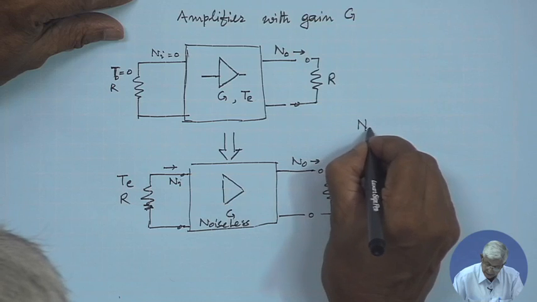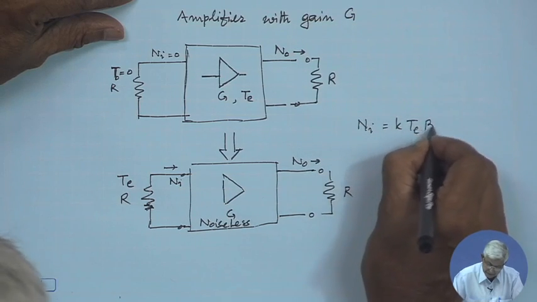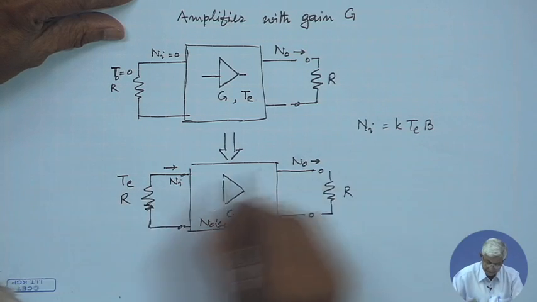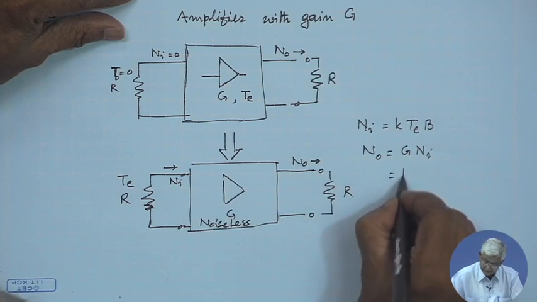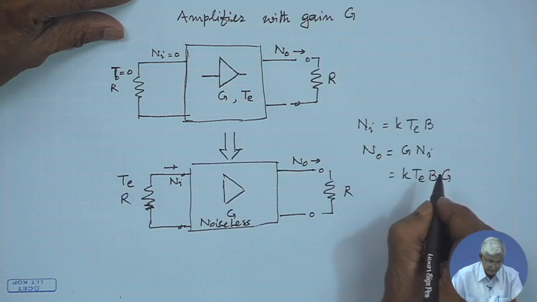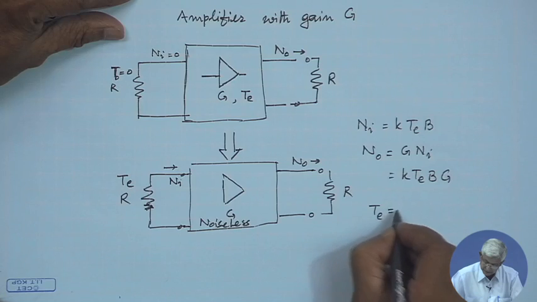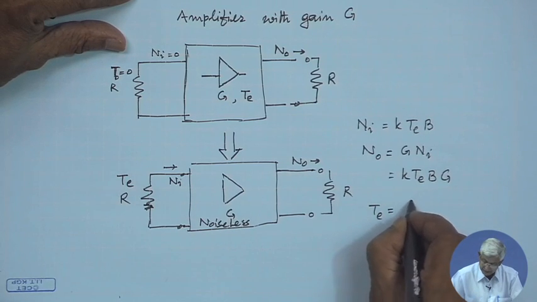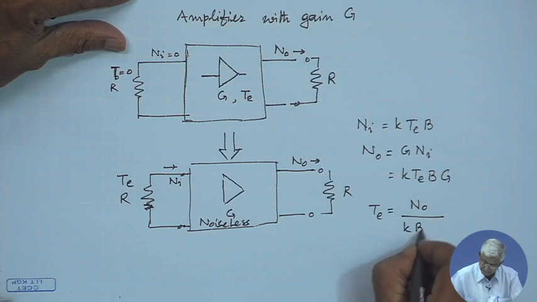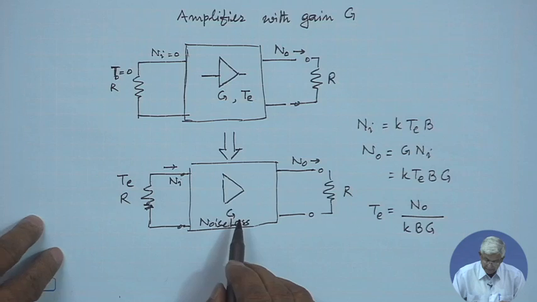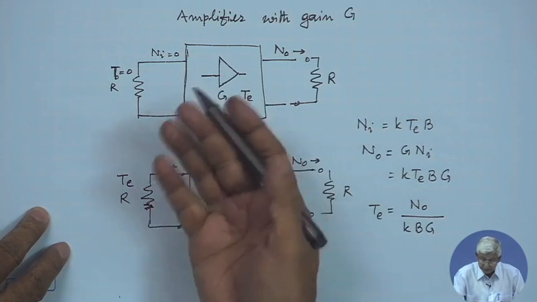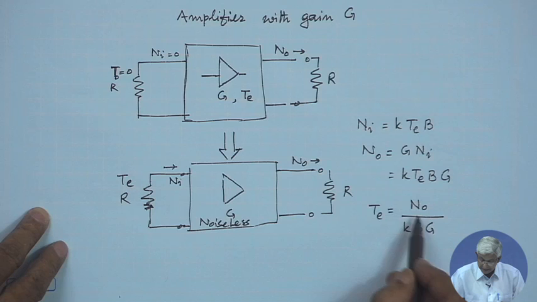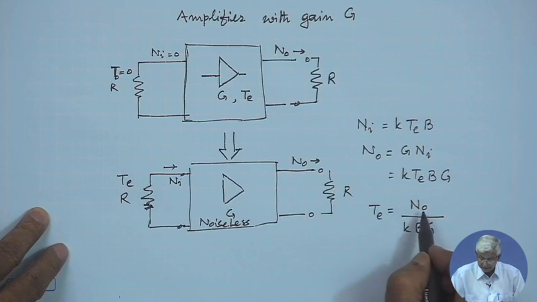So, we can write Ni is equal to k Te B, that is Ni, and N0 is G times Ni, which is k Te B into G, or that effective noise temperature of this amplifier is N0 by k B into G. So, the amplifier which is having a physical temperature generates its own noise, and the effective noise temperature is estimated as N0, the noise power which is generated, divided by k into the bandwidth and into the gain of that.